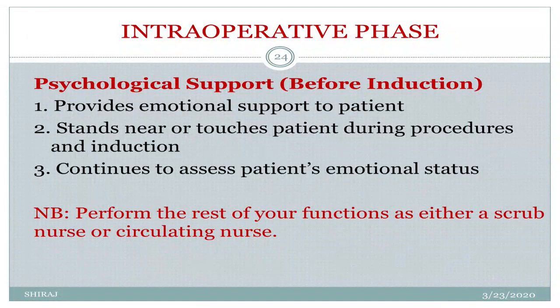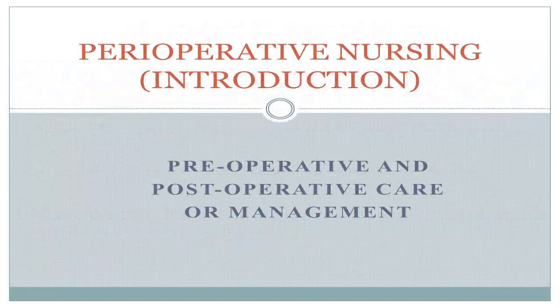Psychological support before induction. Provide emotional support to the patient, stand near or touch the patient during the procedure and induction, and continue to assess the patient's emotional status. Some of them throughout the procedure might not be very stable. Okay, so perform the rest of your function as either a scrub nurse or a circulating nurse, which we talked about, the difference between a scrub nurse and a circulating nurse. So this is the end of perioperative nursing. That is the introduction of the perioperative nursing.